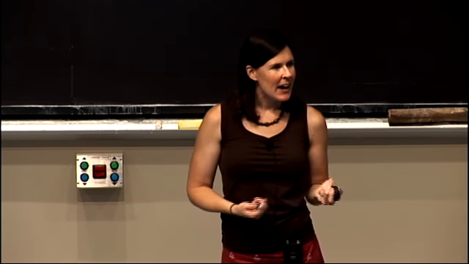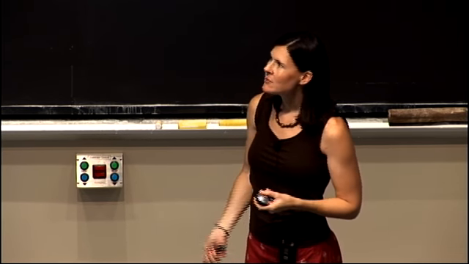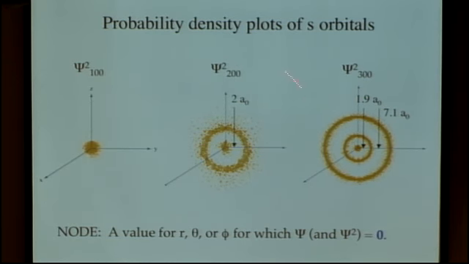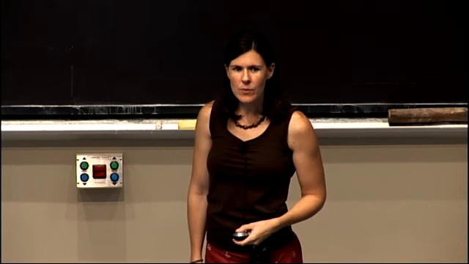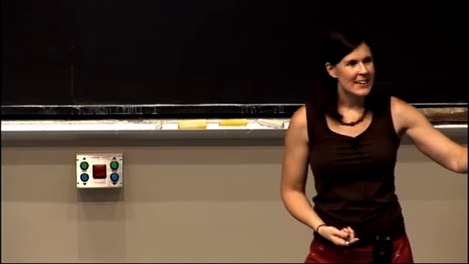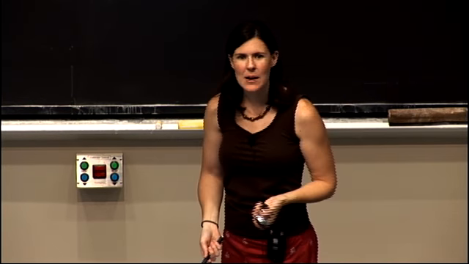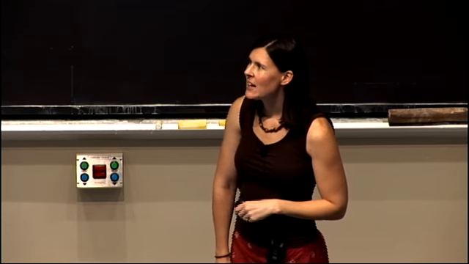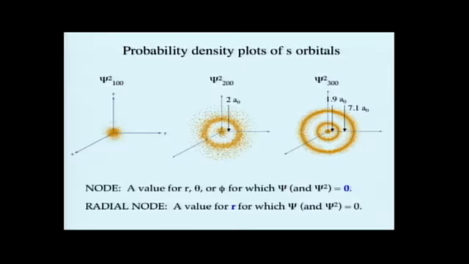We can actually specify where those nodes are, which is written on your notes. For the 2s orbital at 2a naught, so it's just 2 times that constant a naught, which is the Bohr radius. And for the 3s, we have 1 at 1.9 a naught and 1 at 7.1 a naught. We can also specify what kind of node we're talking about. We'll introduce in the next course angular nodes, but today we're just going to be talking about radial nodes. And a radial node is a value for r at which psi, and therefore also the probability psi squared, is going to be equal to 0.